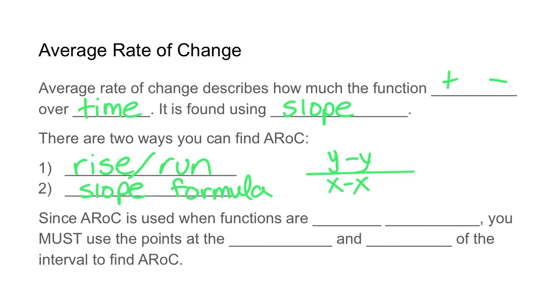So average rate of change is used when functions are not linear. When you did slope with a linear function, it didn't really matter what points you picked. You just picked 2 points, and you found the slope, and no matter what points you picked, you get the same answer. But with average rate of change, since the functions are not linear, you have to be very specific about what points you use. You have to use the point at the beginning of the interval and at the end of the interval. Cannot use just random in-between points. You're going to get a different answer if you do that.